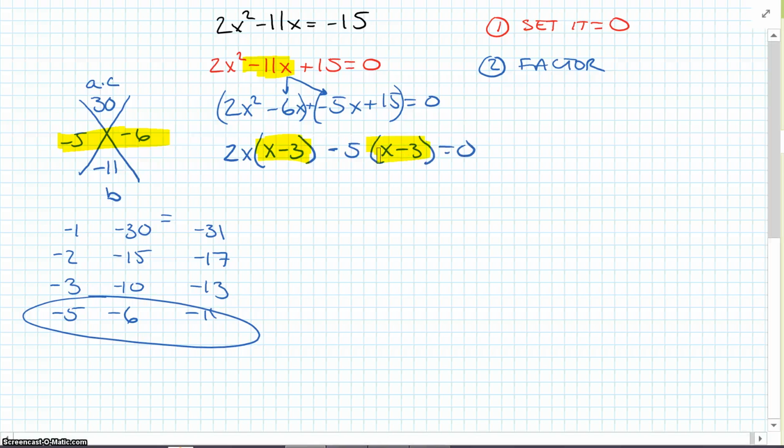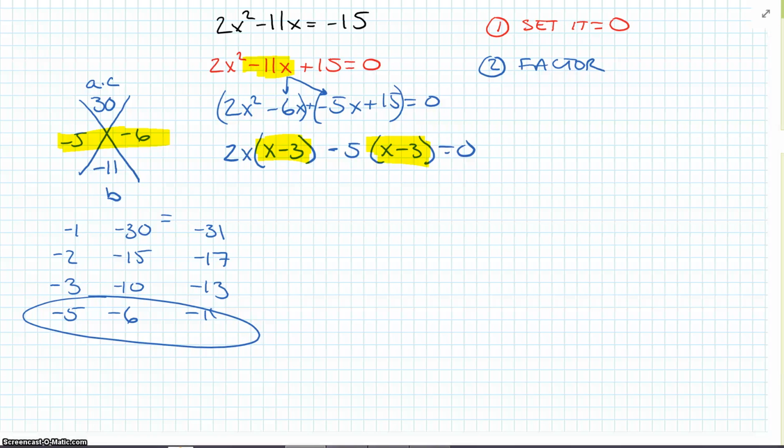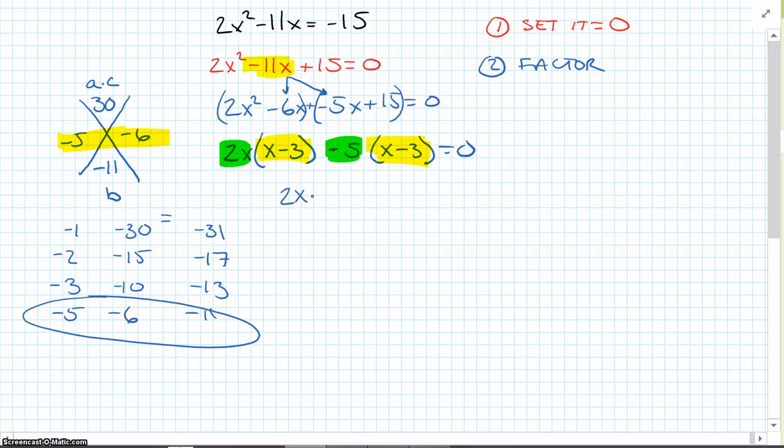So since our two terms are the same, we can group this by the distributive property. So we could rewrite this as 2x minus 5 times x minus 3 equals 0. So there we go. Now we have factored it.